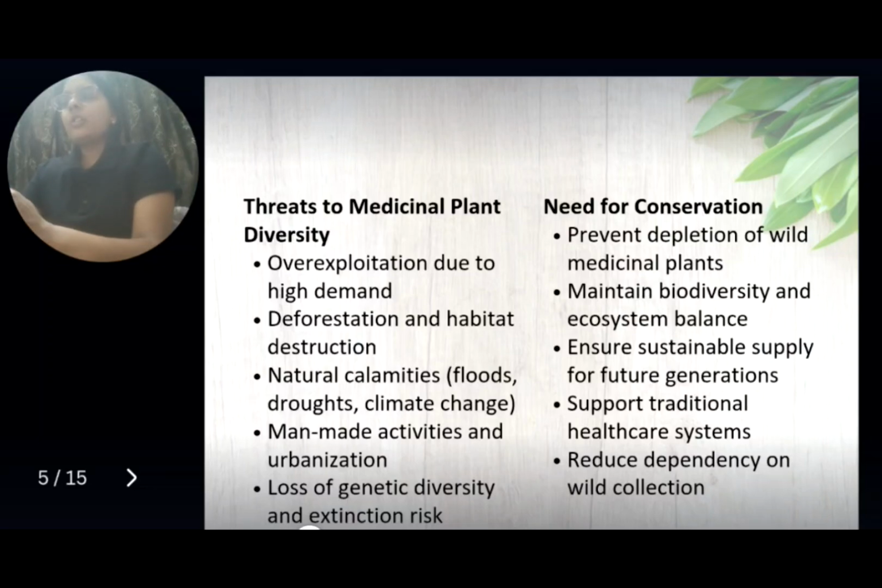Need for conservation, what are they? To prevent depletion of wild medicinal plants, maintain biodiversity and ecosystem balance, ensure sustainable supply for future generations, support the traditional healthcare system, and reduce dependency on wild collection.